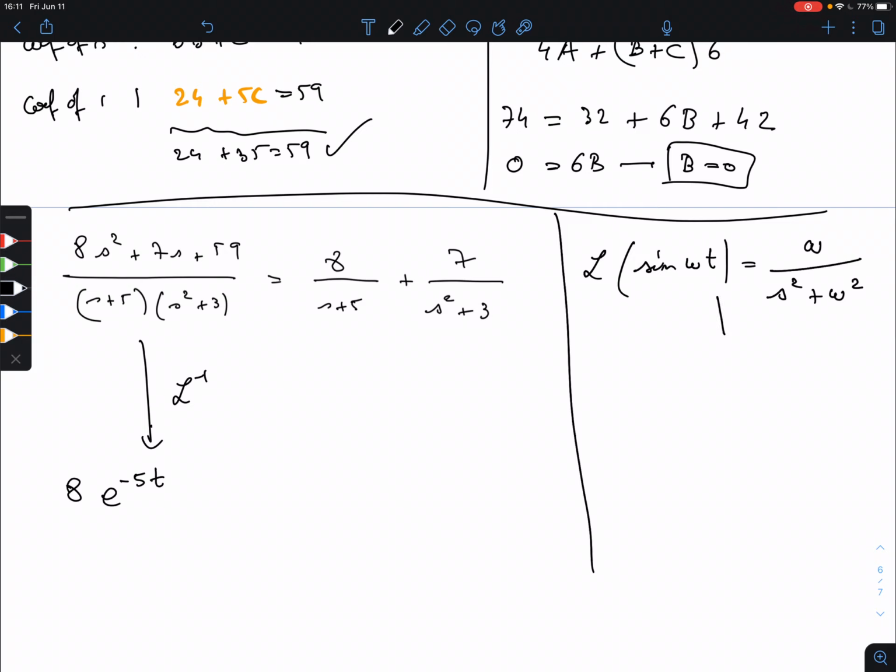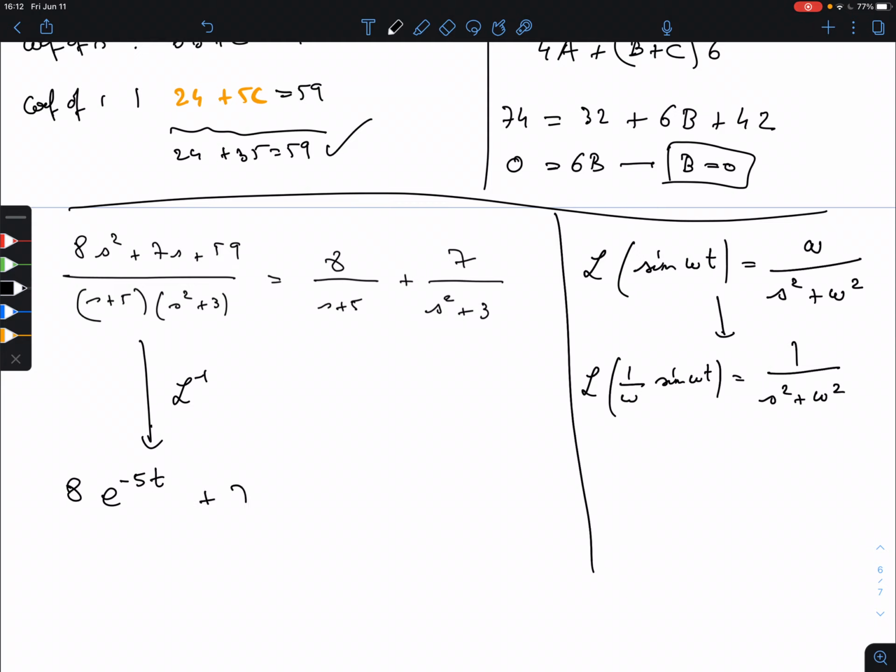First of all, let me rewrite this slightly by bringing the omega to the other side. Or if you want, I can bring the 1 over omega inside the Laplace transform. So let me do it that way. This means that the Laplace transform of 1 over omega sine omega t is 1 over s squared plus omega squared. That makes it a little bit easier to see what I have to do here.